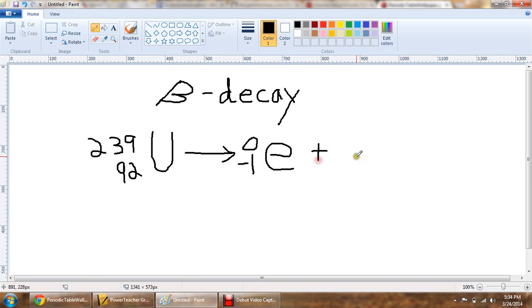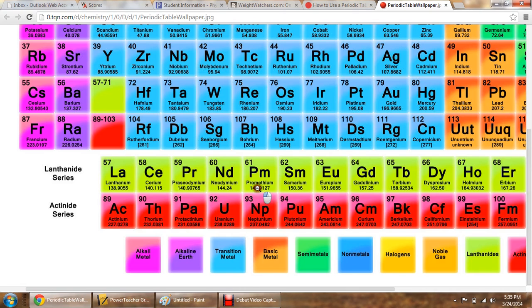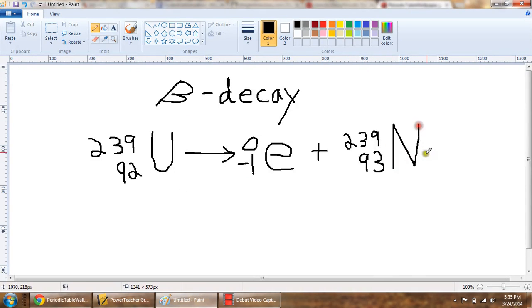This leaves us with something else that has an atomic mass of 239. But this 92 has to equal 92 on the right side, so we have -1 plus 93. What has physically happened in the beta decay is a neutron has turned into a proton. In the process of doing this, it has ejected an electron. We go to the periodic table. 93 is neptunium, Np. There we go. Beta decay.